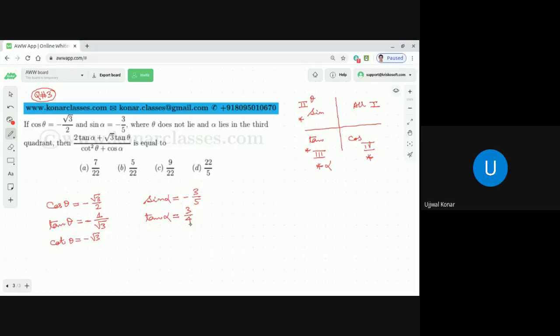Correct, na, dear students? And again, you need to find the value of cos alpha. But cos alpha will be negative because in the third quadrant cos is negative. And cos alpha you will get, dear students, minus 4 by 5.